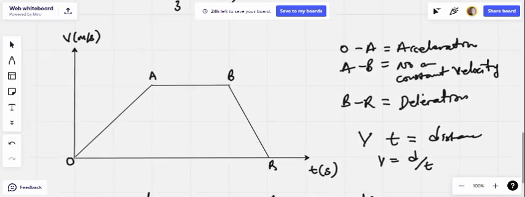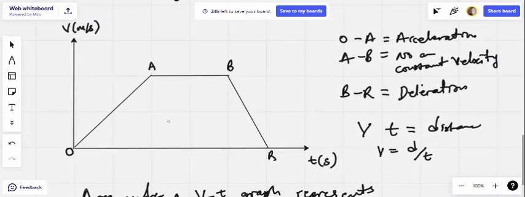So take for instance the graph we have here. We say, what's the total distance covered by this body? The first thing you check is what kind of shape you have here. This is a trapezium shape. And for you to calculate the area of a trapezium, we remember the formula for the area of a trapezium.